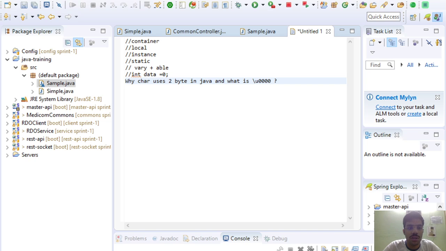Actually, it is because Java uses the Unicode system, not the ASCII code system. The \u0000 is the lowest value in the Unicode range. If you want to elaborate more on the Unicode system, it is nothing but the universal international standard character encoding that is capable of representing most of the world's written languages.